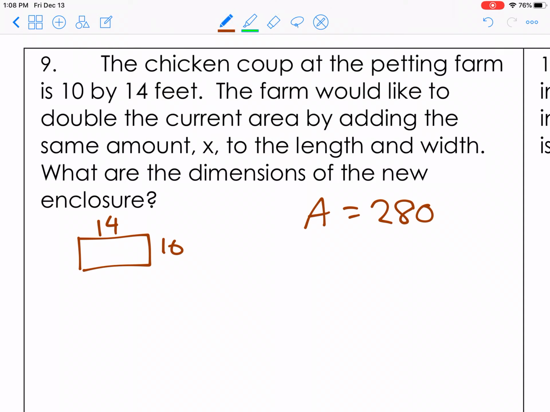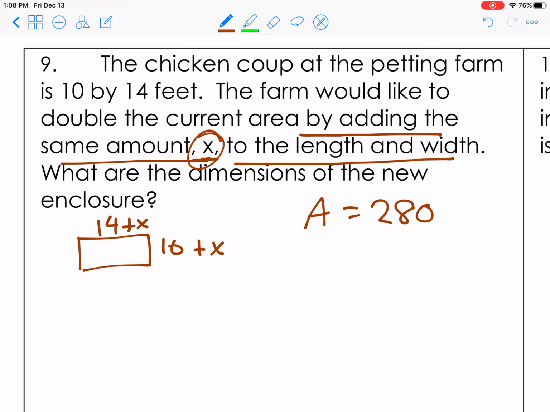Okay, now it says they want to double the current area by adding the same amount, x, to the length and width. Okay, that was a big key that they gave us with x. That was nice. So we're going to add the same amount to the length and the width. So I'm going to add x to 14, and I'm going to add x to 10. If we write the x's in front, then it's a little bit more like what we're used to, x plus 14 and x plus 10, but we can certainly solve it this way too.